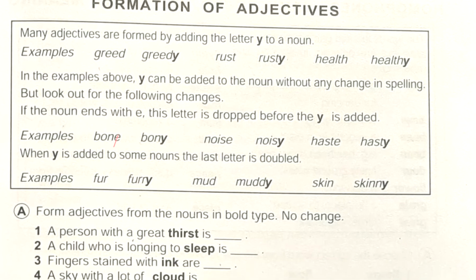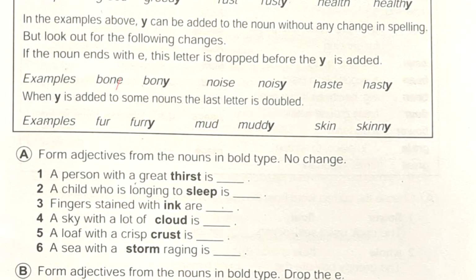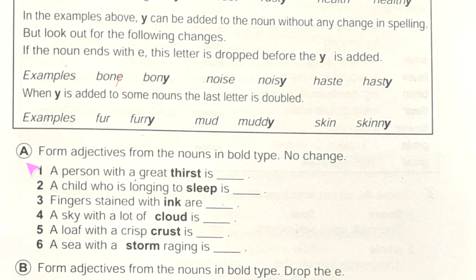So after reading this, we will do some exercises. Here we get the first exercise, A. It is written: form adjectives from the nouns in bold type. No change. Number 1: a person with a great thirst is dash. Here thirst is in bold type and we have to make its adjective. What will we do here? We will just add Y after this word. It will be thirsty.